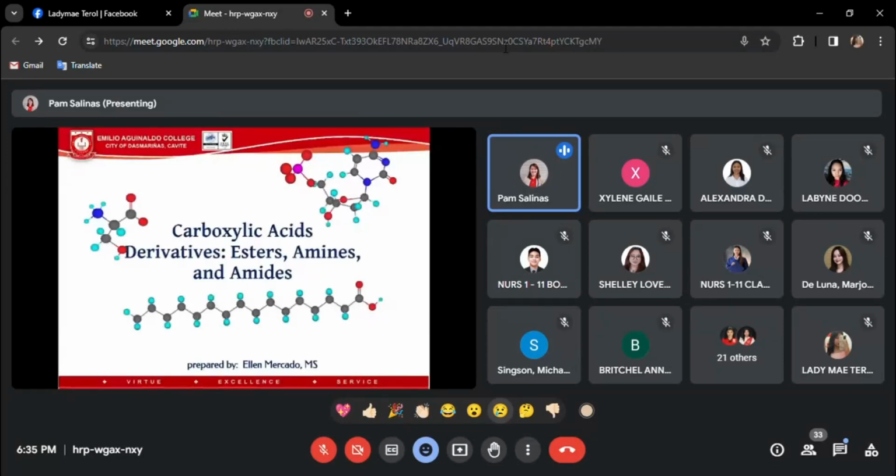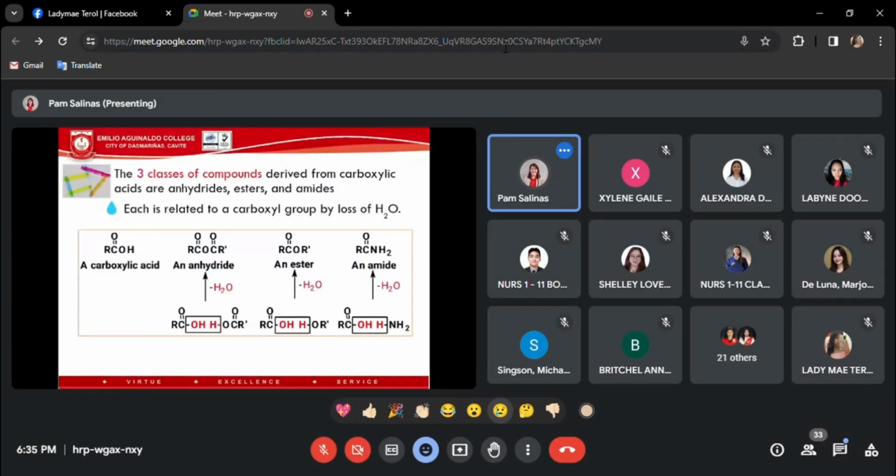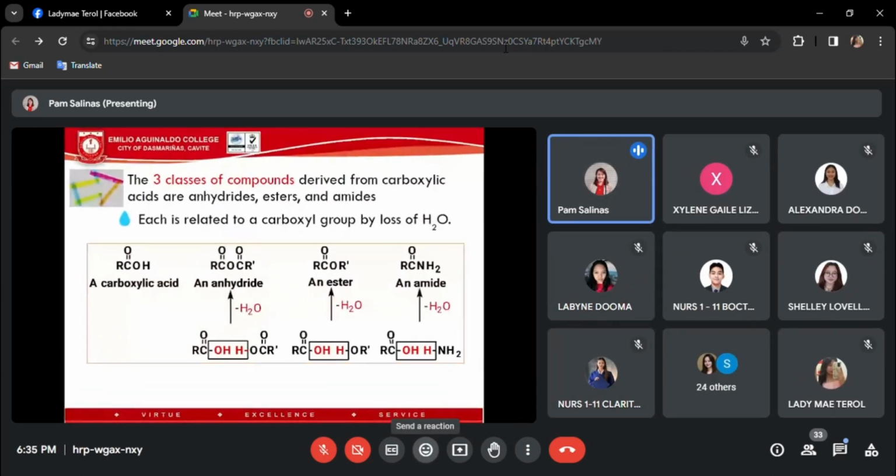Amides. Okay, so here we have three classes of compounds which are derived from carboxylic acids: anhydrides, esters, and amides. In order for you to easily understand, you just have to see their functional groups. Please listen carefully.